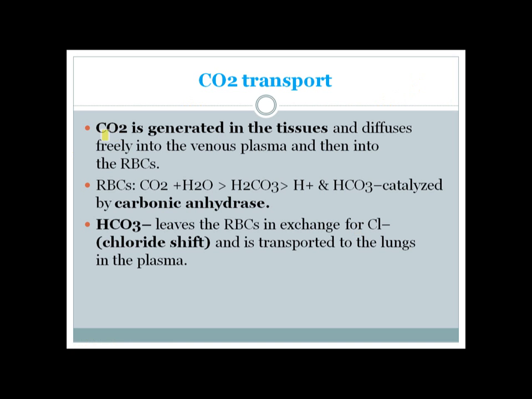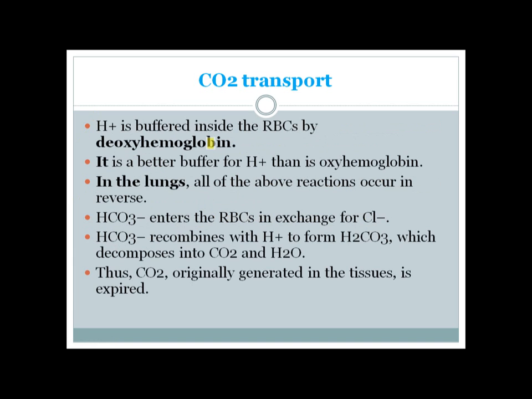So here in the lines you can see that carbon dioxide diffuses into the plasma and then into the RBC. Inside the RBC it forms carbonic acid and ultimately bicarbonate. And bicarbonate leaves the RBC in exchange for chloride, which is called the chloride shift. That's why the RBCs inside the venous blood have a high chloride concentration. And the hydrogen that's generated in this reaction is buffered in the RBC by deoxyhemoglobin. Deoxyhemoglobin is actually a better buffer than oxyhemoglobin.